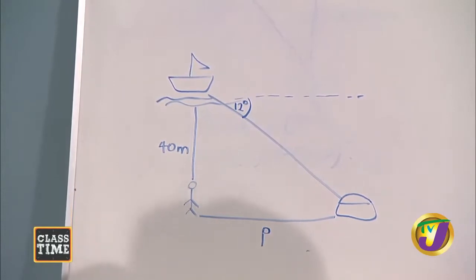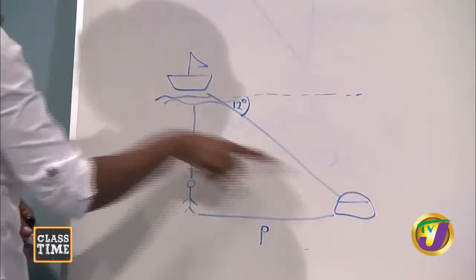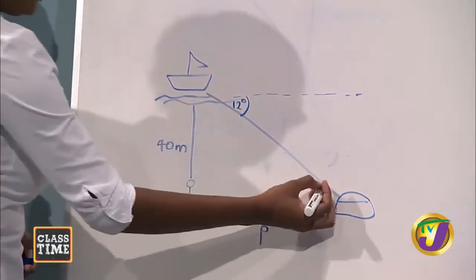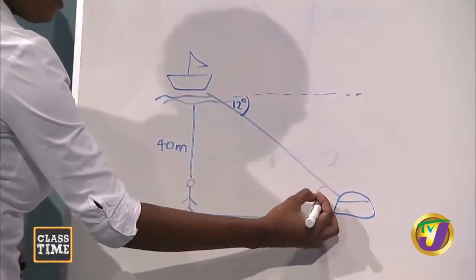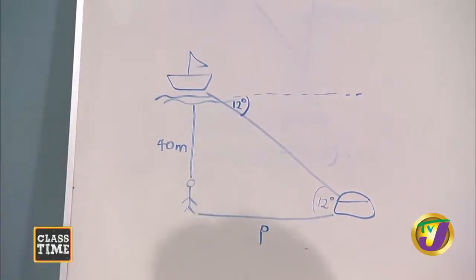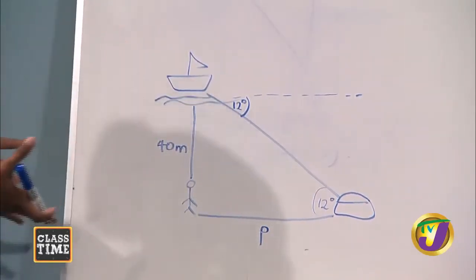So I'm picking up an alternate angle right here, where the treasure chest would also be 12. You also call it the Z angle. Whatever the size of this angle is here, it's also going to be the same here. So it's also going to be 12 degrees. It makes more sense to me because now I have the angle within the triangle that I want to focus on.